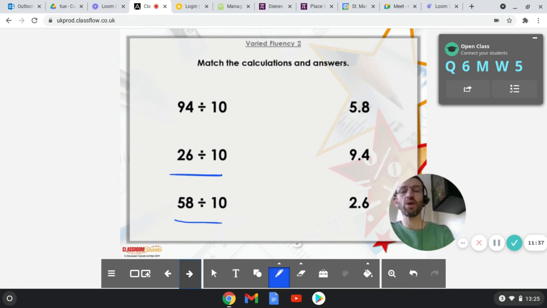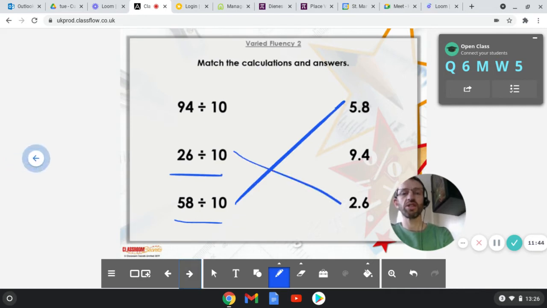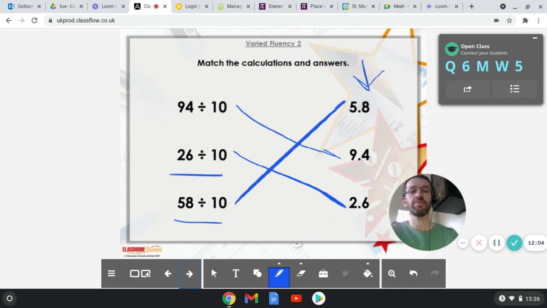Exactly. They all have one decimal place now. 58 is there. 26 becomes 2.6. And 94 becomes 9.4. Can you see the pattern? They all have one decimal place. They've become smaller numbers. In fact, each of these numbers is now less than 10. If you think about it, they are all less than 10. And over here, they are all greater than 10. So definitely getting smaller. Well done.